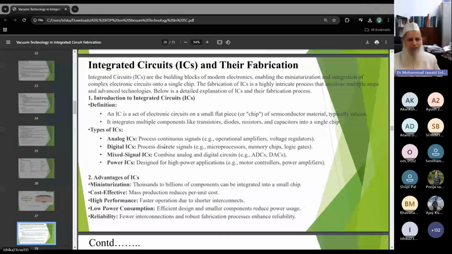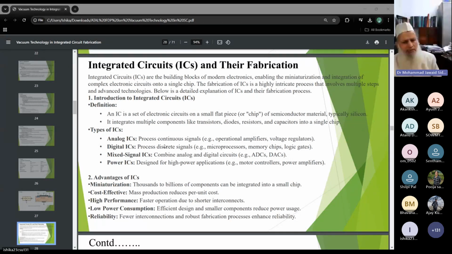Now next is the integrated circuit. Integrated circuits are the building blocks of modern electronics, enabling the miniaturization and integration of complex electronic circuits on a single chip. The fabrication of integrated circuits is a highly intricate process that involves multiple steps and advanced technologies. Below is a detailed explanation of integrated circuits and their fabrication process.